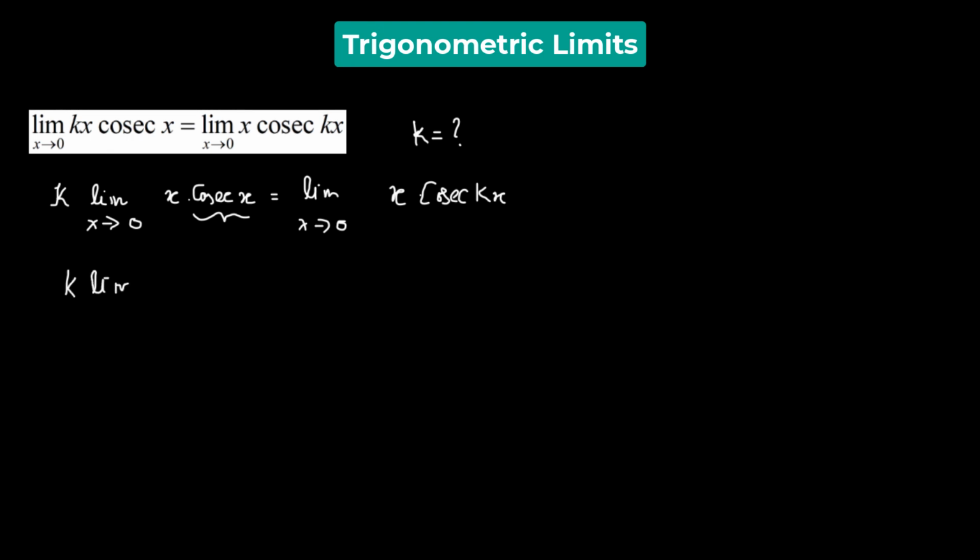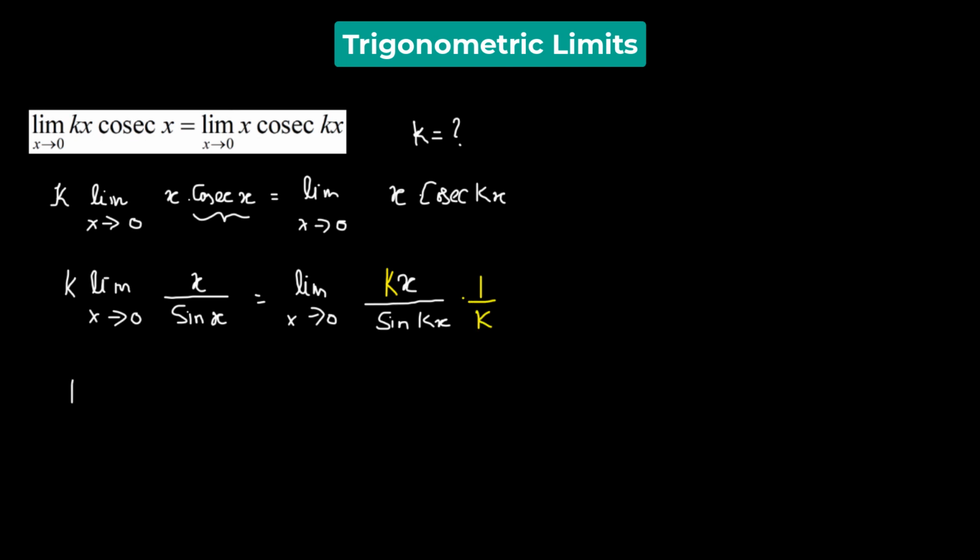Now we know that the cosec function is the reciprocal of the sine function, so we can rewrite it as limit x approaching 0 x over sine x, which will be equal to limit x approaching 0 x over sine kx. Now for the second function on the right hand side, we're going to multiply the numerator by k and divide by k.